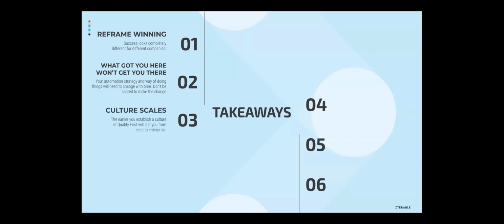Culture skills, right? This is super important, right? The earlier you establish a culture of quality first will last you from seed to enterprise. Process can guide you, right? One of the best ways to help your team scale is remove the ambiguity for implementation and focus on the engineering.